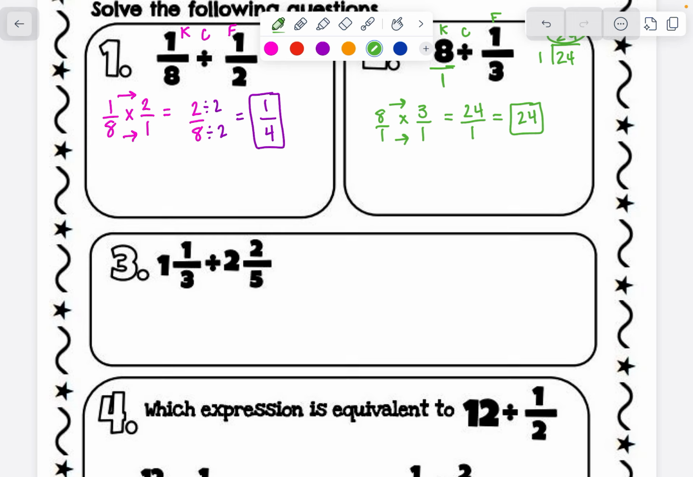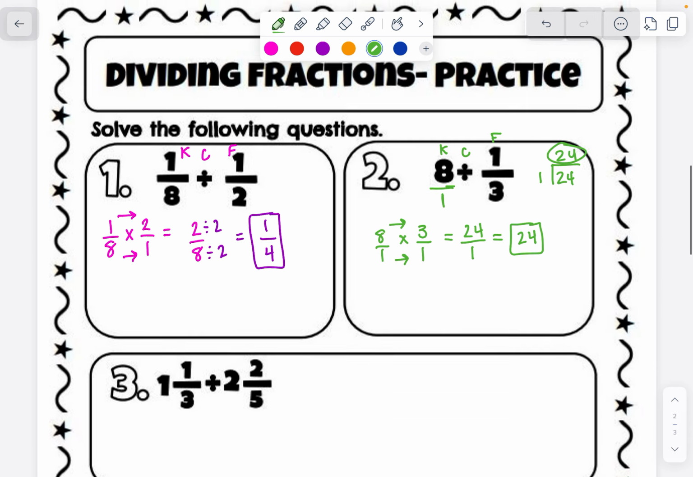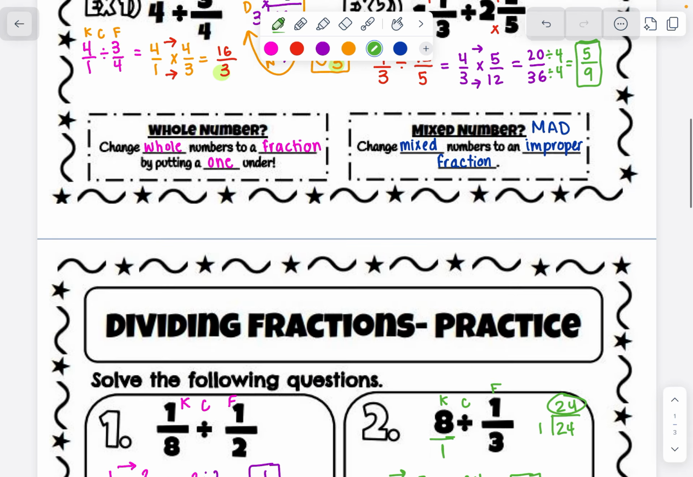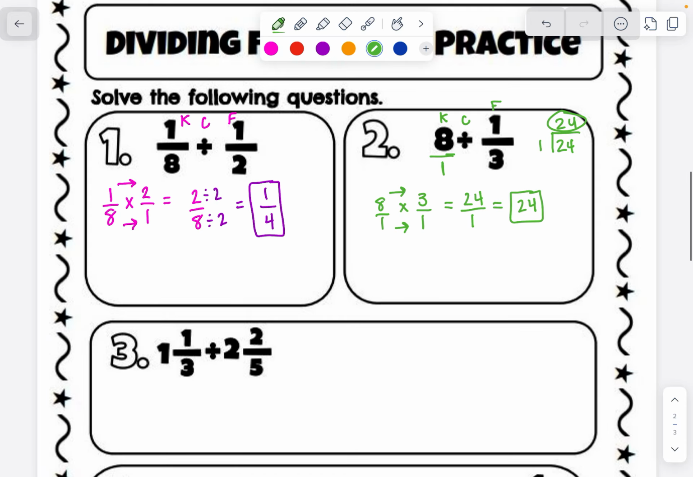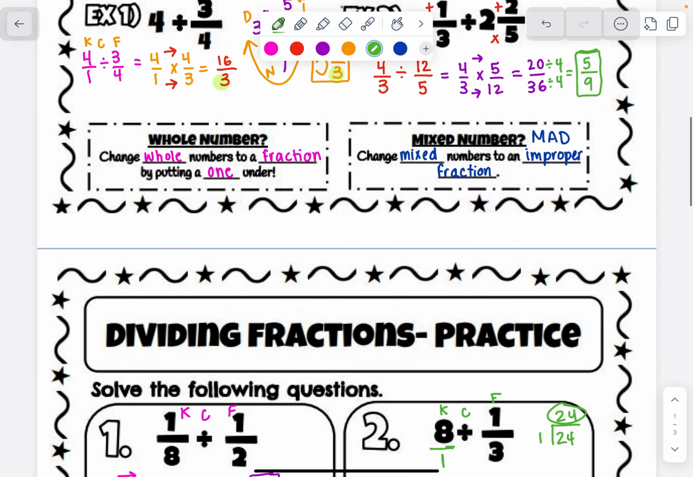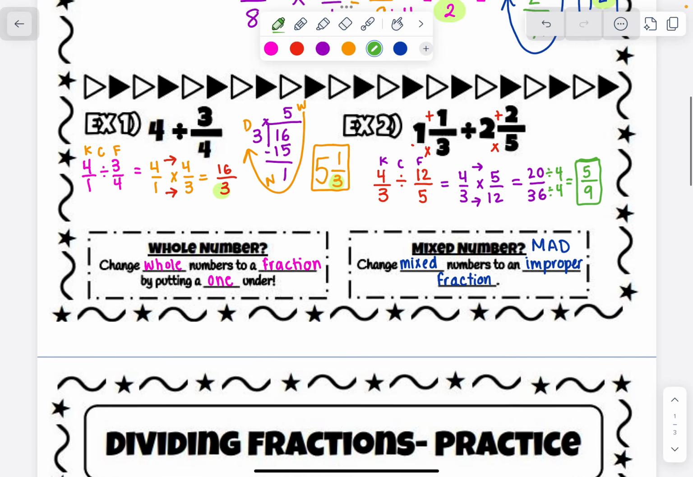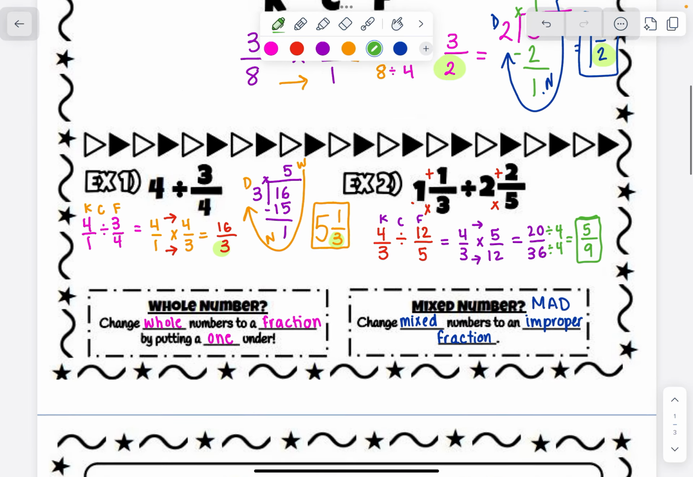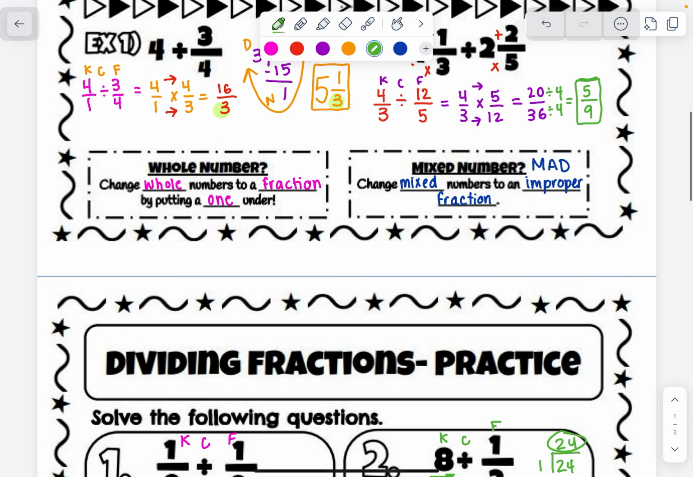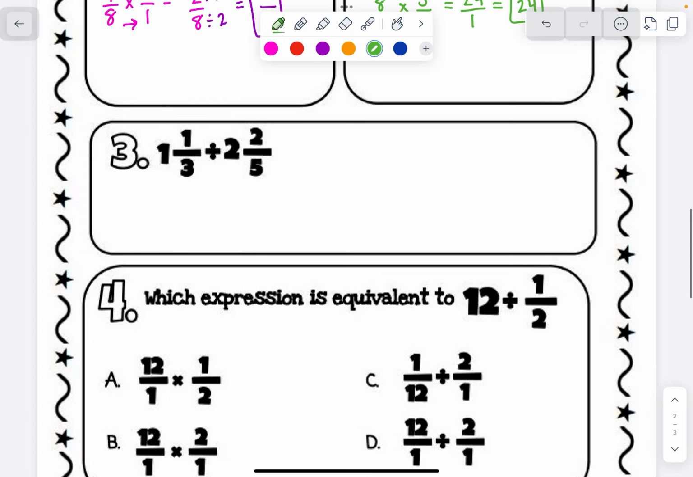Next one. Oh, this looks like the one we did in our notes, so we don't have to worry about it here. Yeah, that's the same one in our notes. So we can write same as example number 2. That way we're not doing extra work there.